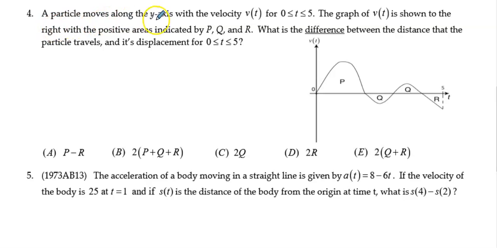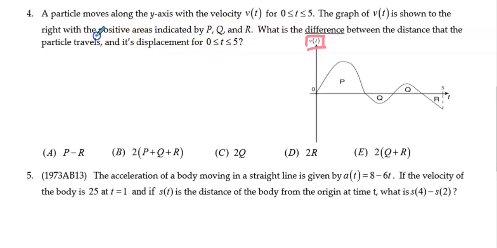Question 4 says a particle moves along the y-axis with the velocity v of t. And like many times before, I've told you guys that it's really important to just focus on what graph we're given. So in this case, we're given the graph of v of t on the interval from 0 to 5. The graph of v of t is shown to the right with the positive areas indicated by P, Q, and R.